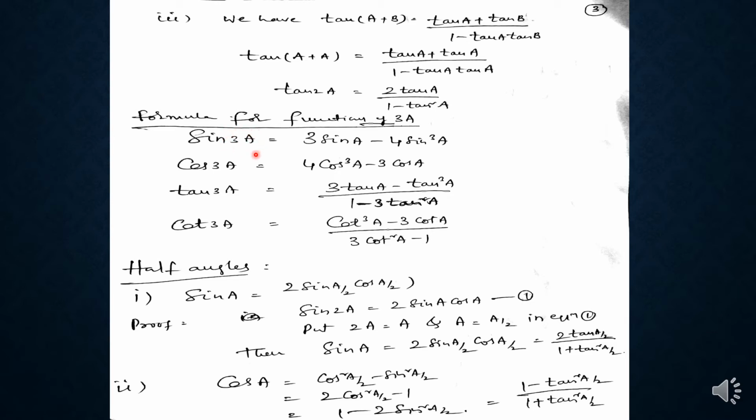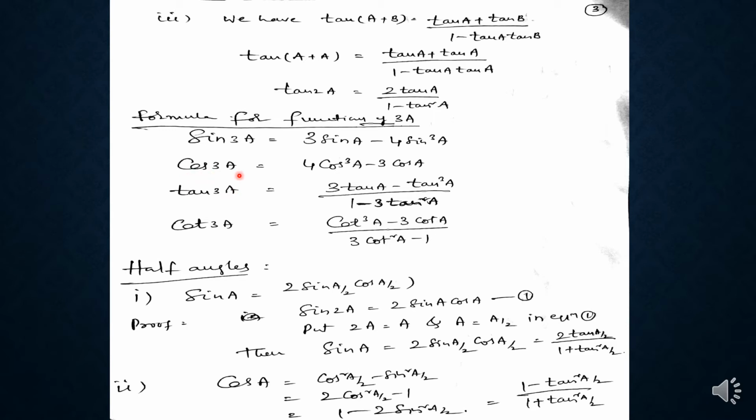So to prove this, 3A can be written as A plus 2A. Then apply the formula sin of A plus B. Then convert all the cos terms into sin. Then we will get this proof. Okay. Do this problem as an exercise assignment.